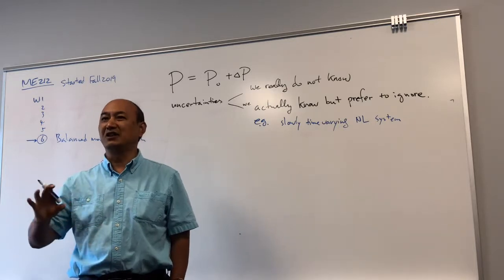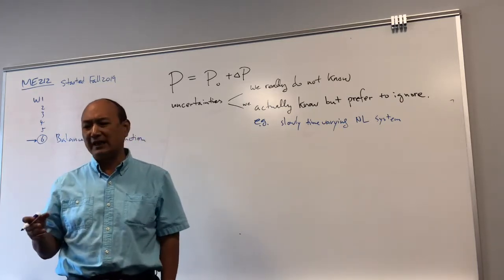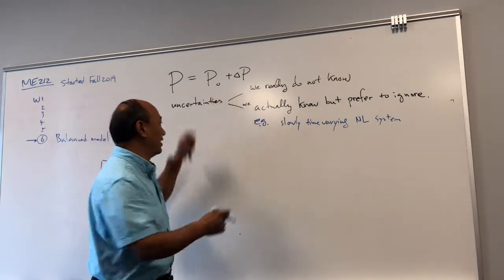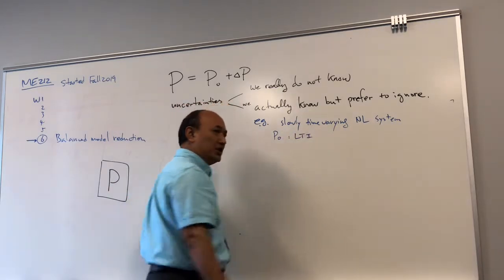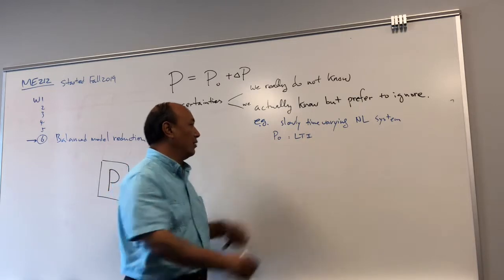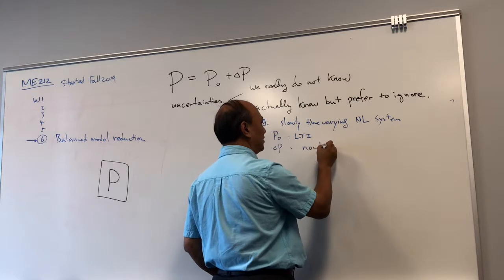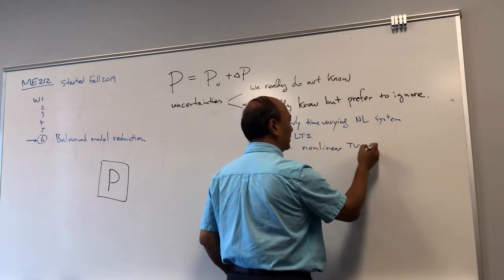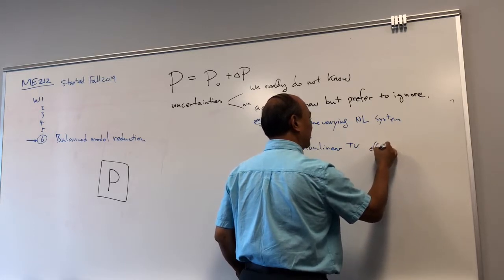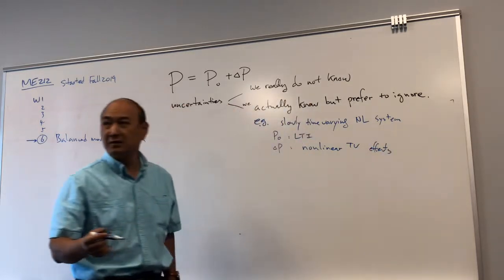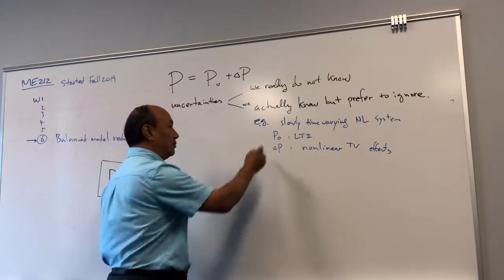They change slowly. It's not an abrupt change. So I really hope I can have a nominal model P naught that is LTI, linear time invariant, while my delta P will account for those nonlinear time varying effects. Even though we know, we purposely do that.